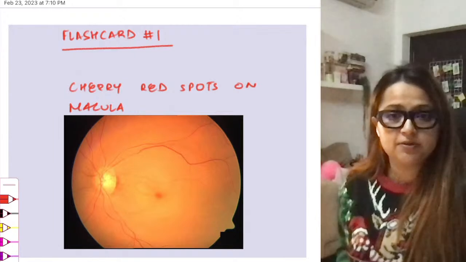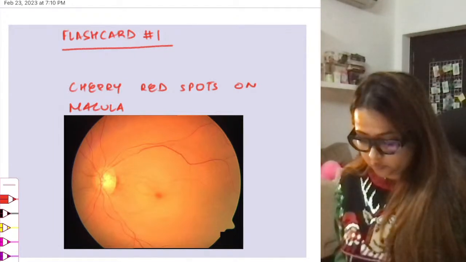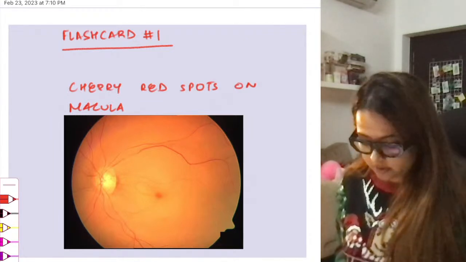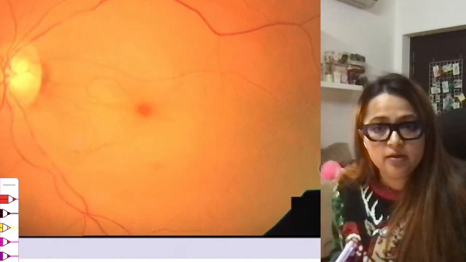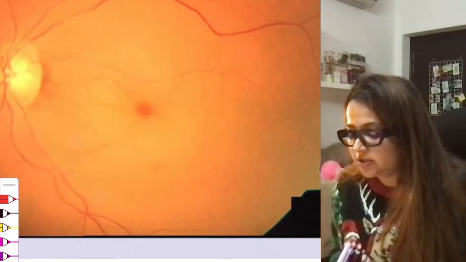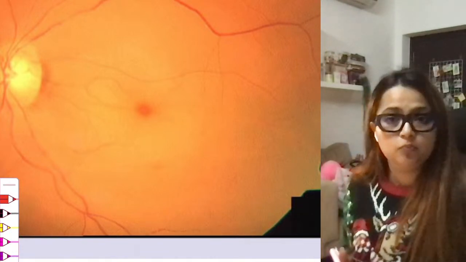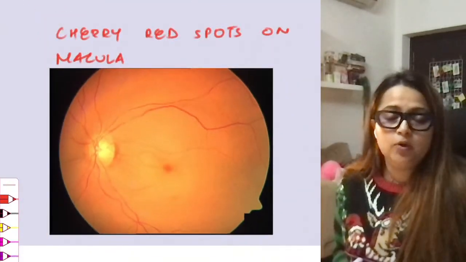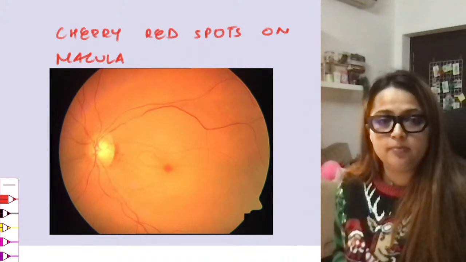So we can see this picture. This is flashcard number 1 for today. What you are seeing here is a cherry red spot on the macula. If you're able to see it, tell me the condition in which you are going to see the cherry red spot on the macula. Which condition are you going to appreciate this? You will always have three differentials in your mind whenever you come across this cherry red spot on macula.